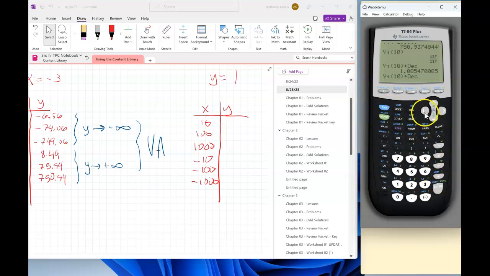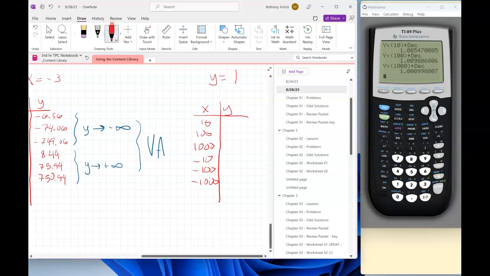So we'll do that, and then I'll do second insert, make that 100, and second delete, so insert another 0, make that 1,000. What do you notice that y value is getting closer and closer and closer to? 1, right?